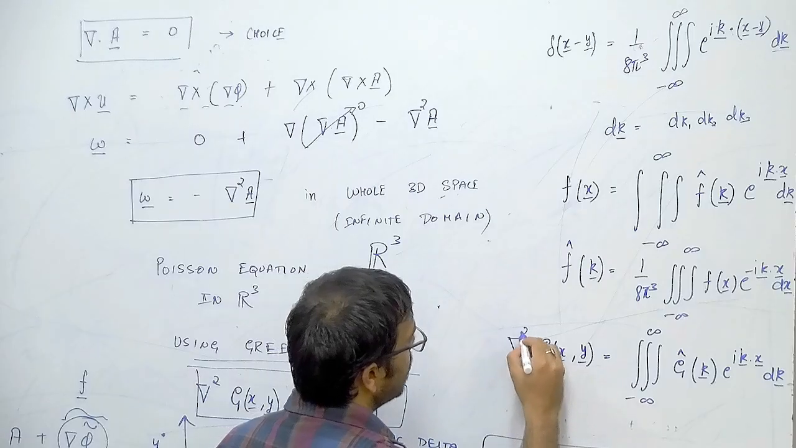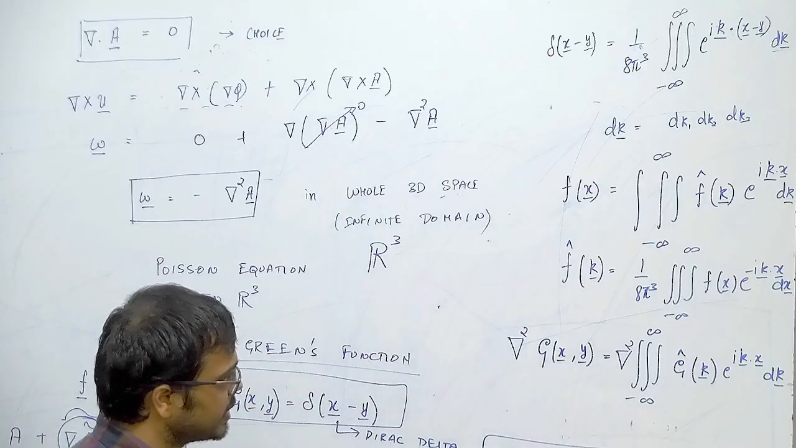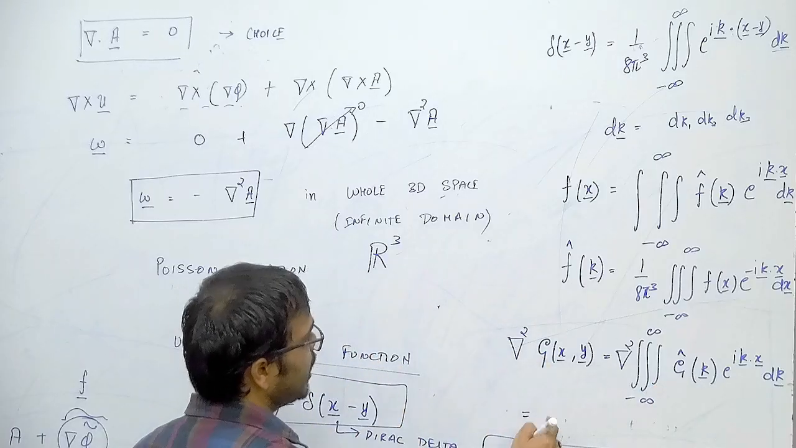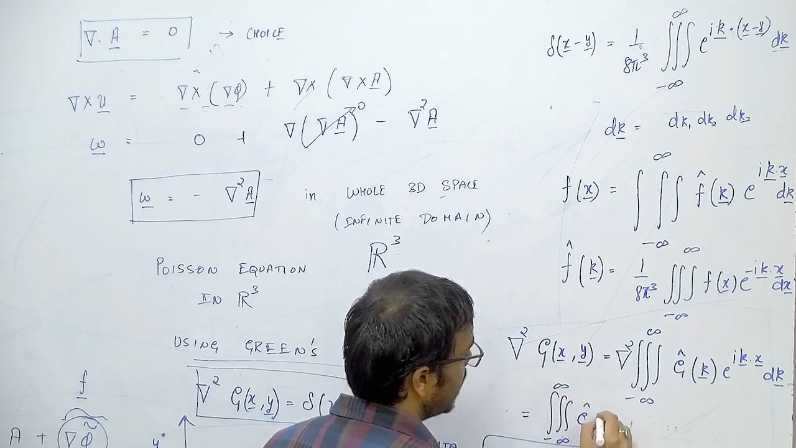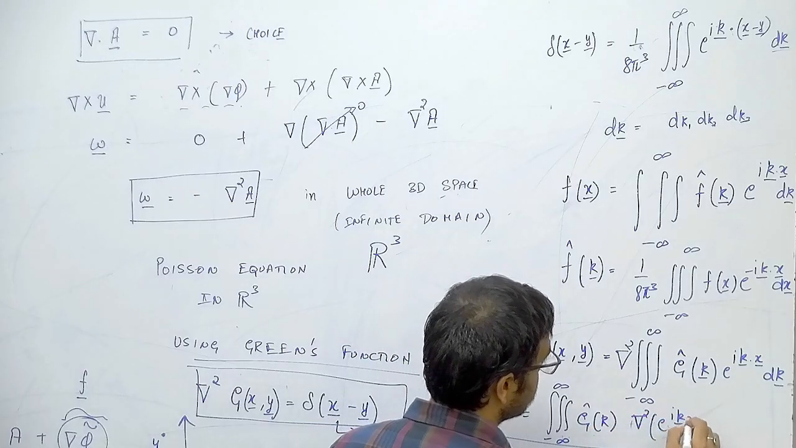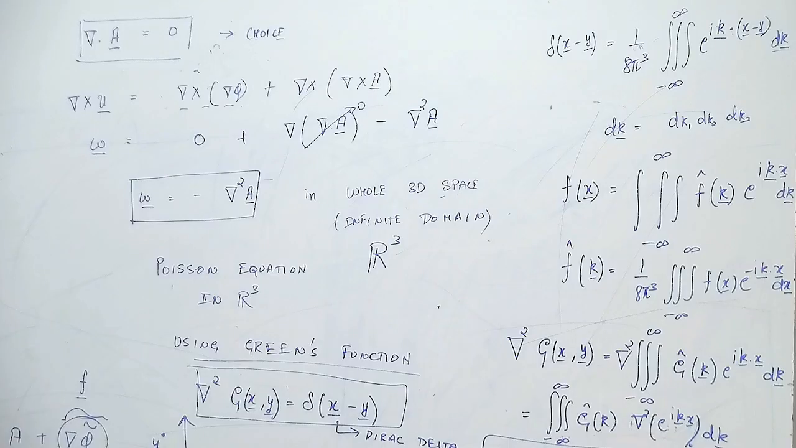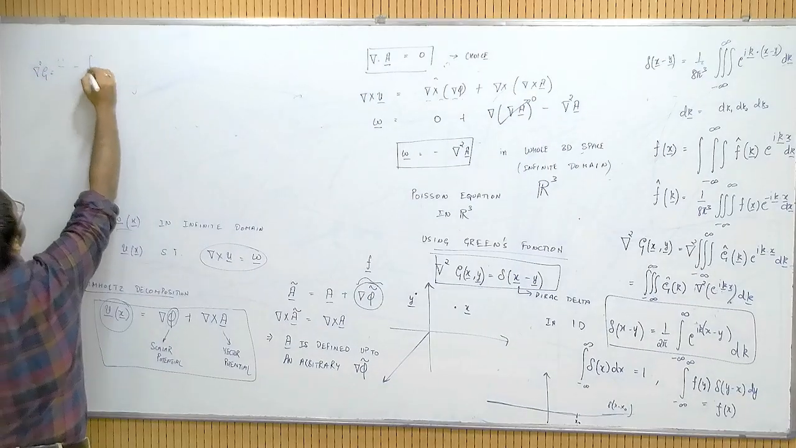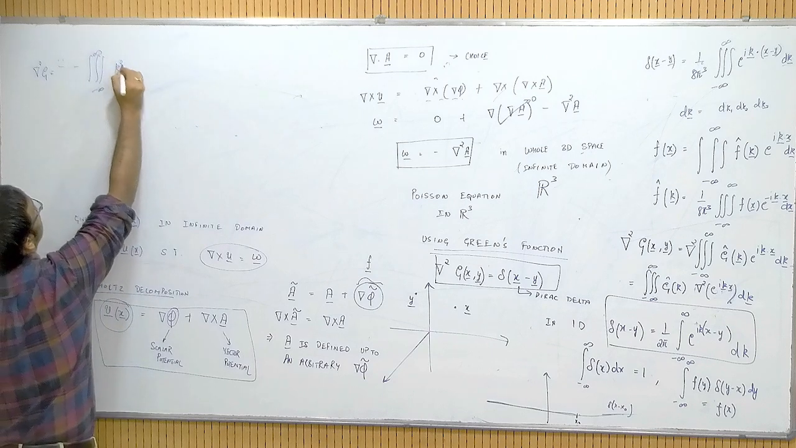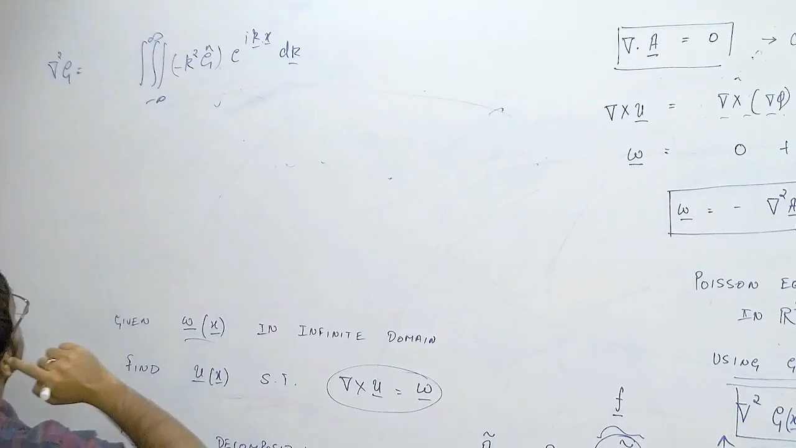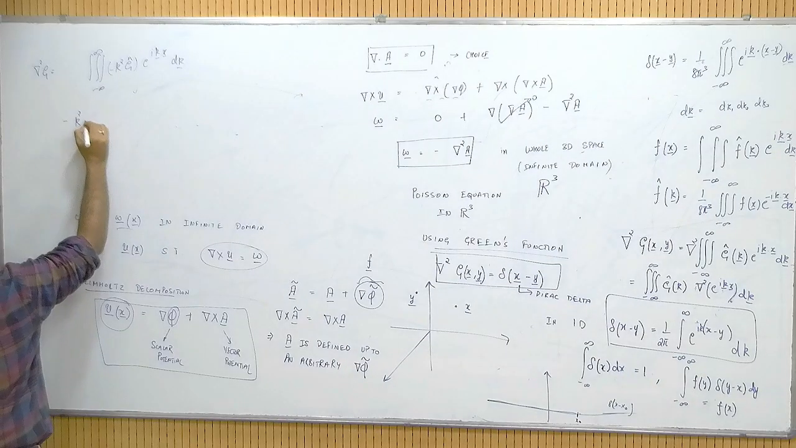And then if I want to calculate del square, or the Laplacian of this: since this integration is over k, this differentiation is with respect to x. So I can take this inside, and what will I get? This will be the integral from minus infinity to infinity of g hat k del square of e to the power i k dot x dk. So what do we get here? Del square of e to the power i k dot x is minus k square, basically mod of k squared. So del square g is minus k square g hat e to the power i k dot x dk. That means the Fourier transform of del square g is simply minus k square g hat.